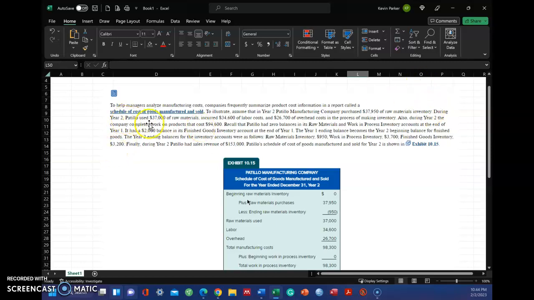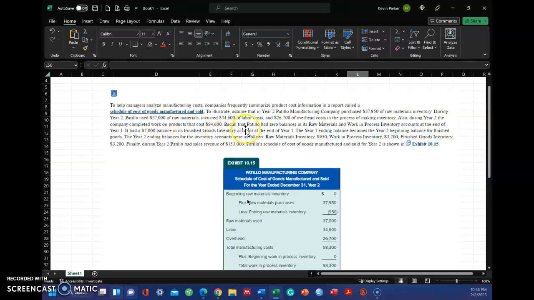Let's read it again. Completed work on products that cost. As soon as raw materials leave the storeroom and go onto the manufacturing floor to begin being worked on, it is in work in process. Work in process does not leave until, keyword, completed. Have we started on it? No. Then it's in the storeroom and it's raw materials. Have we finished the work in process? No. Then it is not in finished goods.